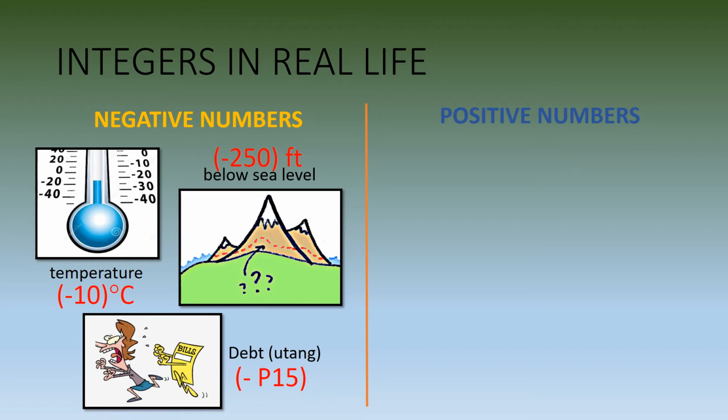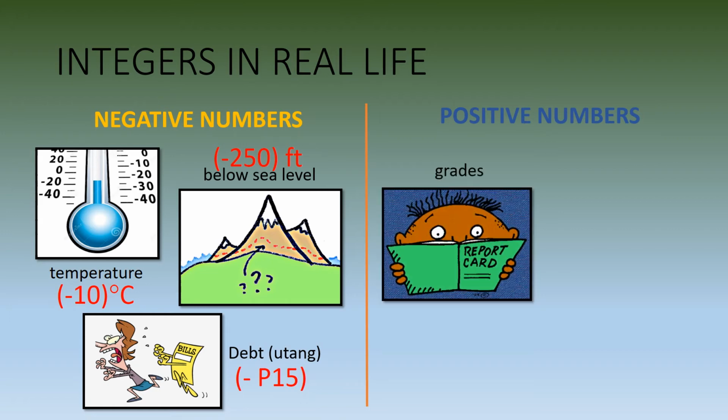How about positive numbers? Let's take example number 1. Grades. Yes, grades are always positive because they're always greater than 0. You can have as low as 60% or as high as 100%. Example, 90%.